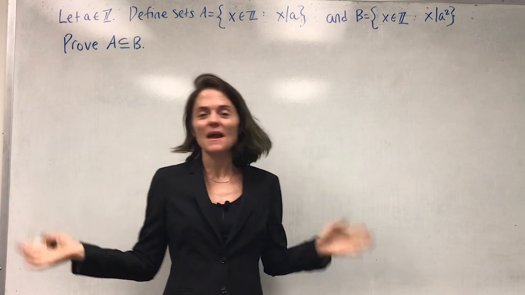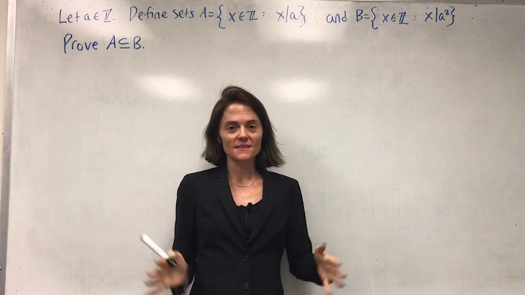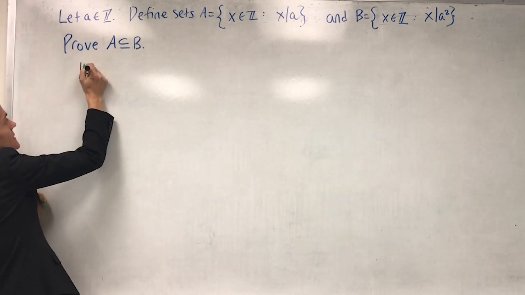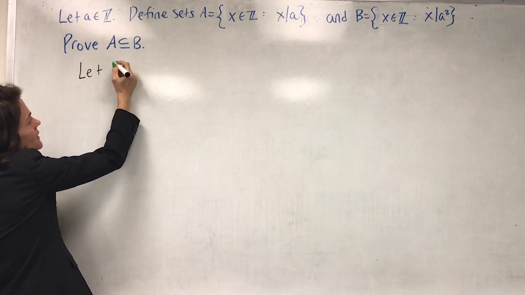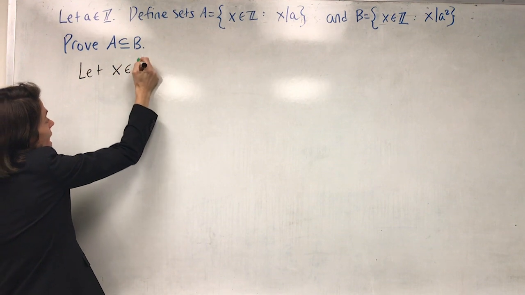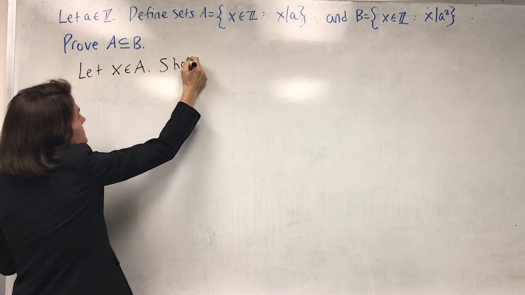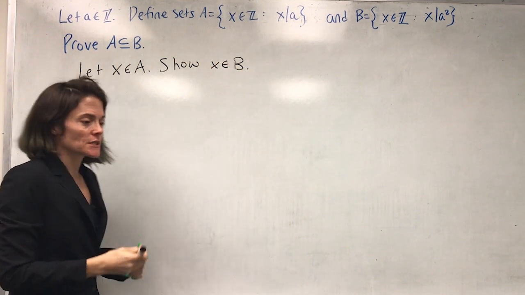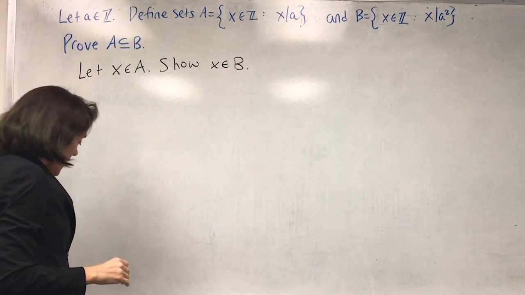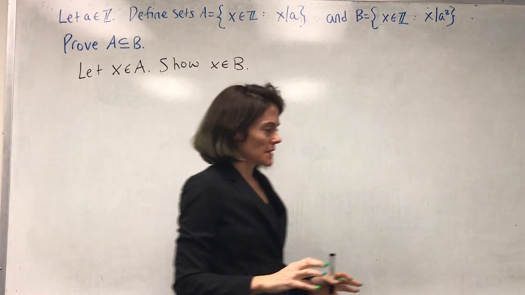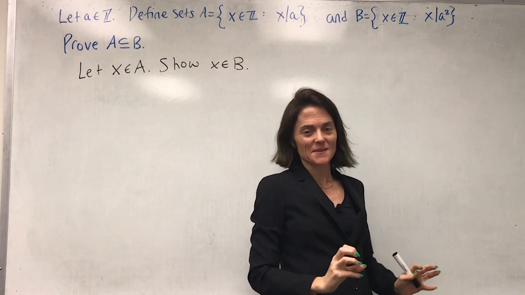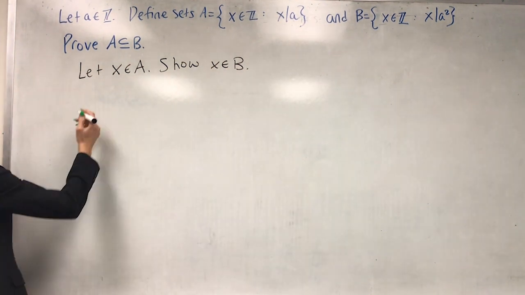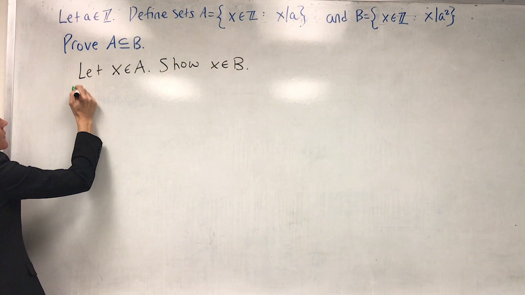Now, every time you have to prove one set is a subset of another, it always goes like this. So we let x be in A and show x is in B, because it is an implication. A is a subset of B means x in A implies x in B. This is what it means to be a subset. Well, okay, so x is in A.